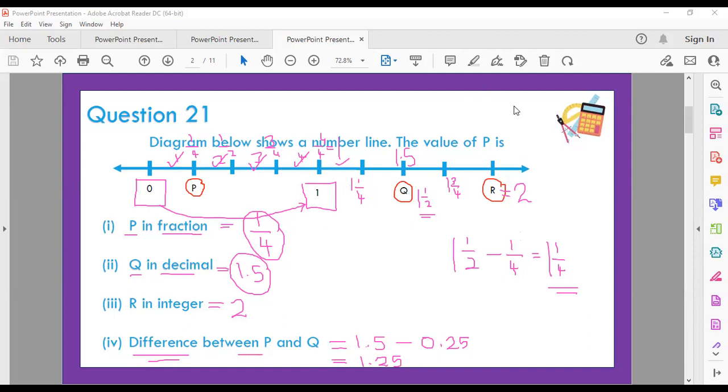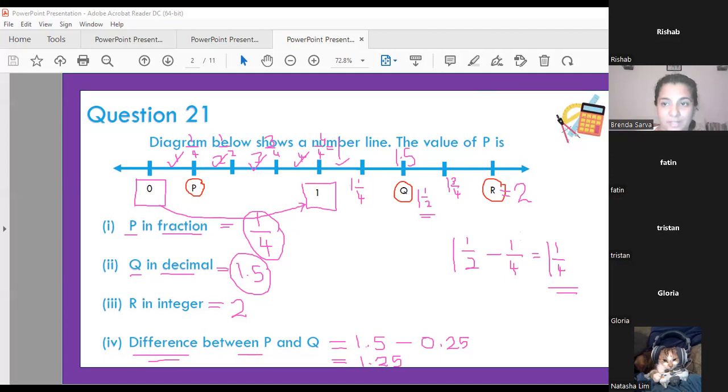Clear? Now this time, I want to see your hands up really that you understood this. So can I have a show of hands that, all right, we got this. Or do I still need to explain? Okay, show of hands. I need a show of hands here. Tristan, do you understand? Fatin, Gloria, Rishabh? Faham ke? Okay, Gloria and Tristan?